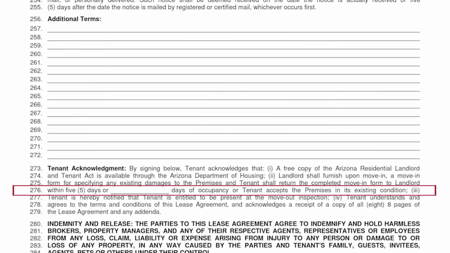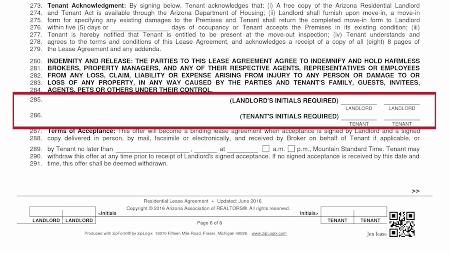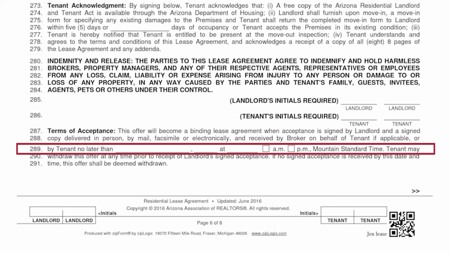Line 276, add additional days for the tenant to deliver the move-in, move-out form back to the landlord if they are needed. Lines 285 and 286, tenant and landlord will initial that they are agreeing to indemnify and hold the brokers harmless from any loss or claims regarding the lease or the premises. Line 289, insert a date and time that you would like the landlord to respond to your lease agreement. If the landlord does not respond back within that time period, then the lease will be deemed withdrawn by the tenant.